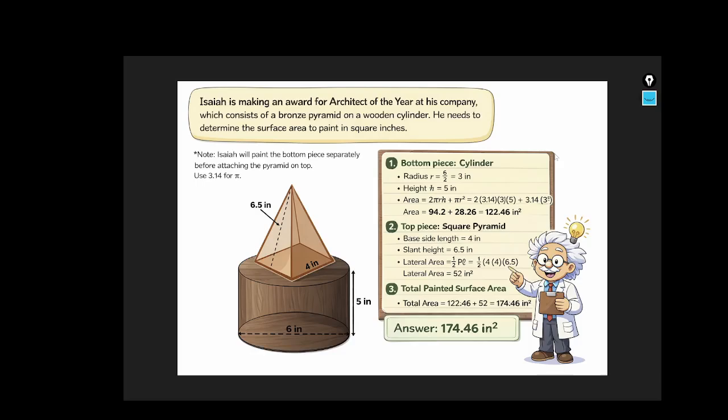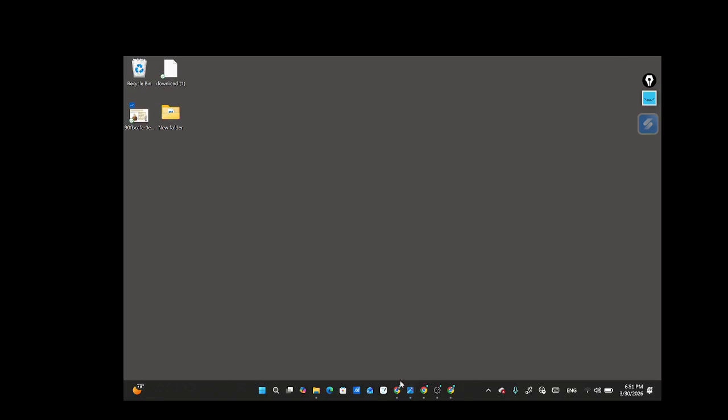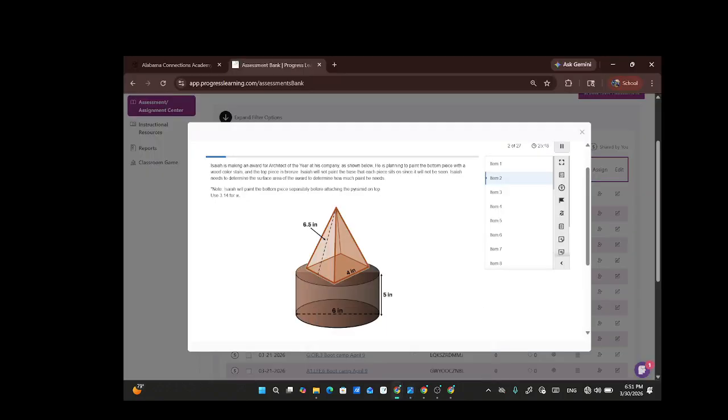Hello everyone. In this video, we will go into detail on how to find the surface area of two different figures. The first one, at the top, is the pyramid, and the one at the bottom is the cylinder. Let's go through this question to see how to find the surface area in detail.